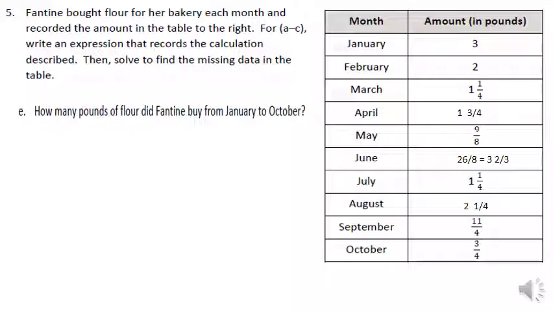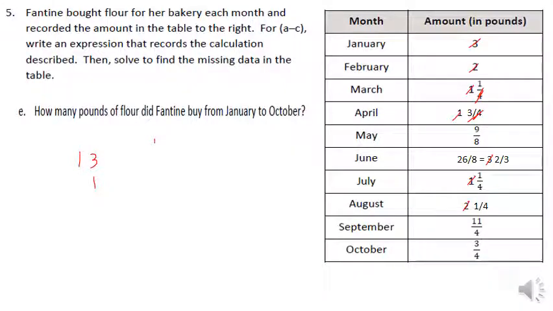E. How many pounds of flour did Fantine buy from January to October? Okay. So now we've got to add it all up. So I'm going to go ahead and just add up my whole numbers. And I'm going to mark them off as I count them. I've got 3, 5, 6, 7, 8, 9, 10, 11, 12, 13. So that's 13 whole numbers there so far. Now I'm going to look for compatible fractions, okay? Because there's a quarter and there's a 3 quarter. So there's another 1 there.